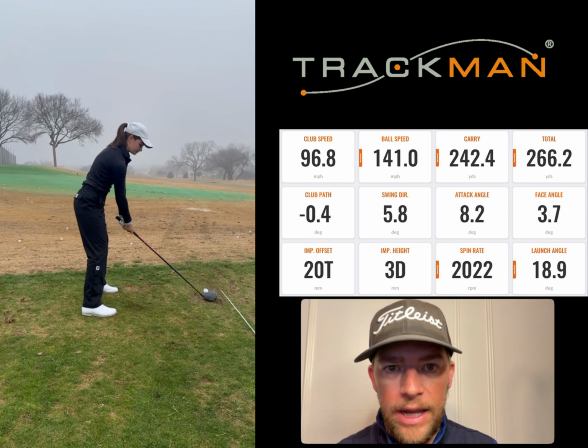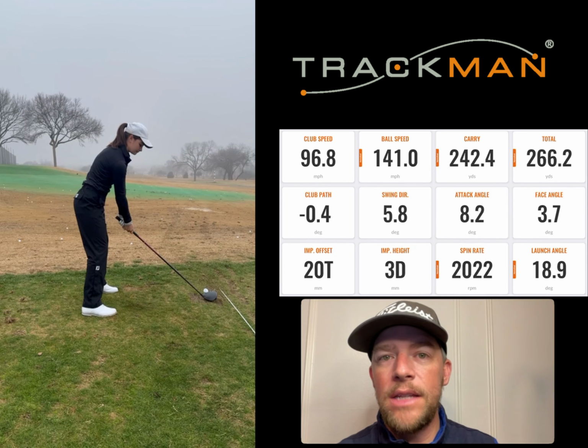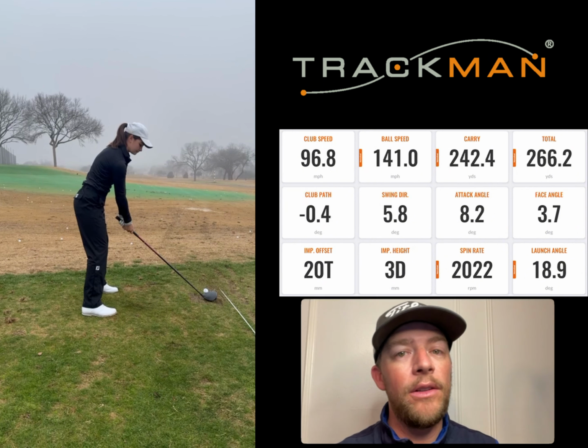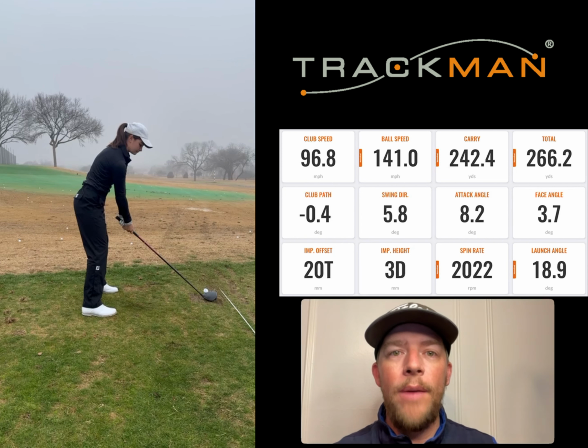So for this young lady, she's about to play Division I golf at Oklahoma State. Her swinging 97 miles an hour is totally fine. That's well above average for a college player. And then looking at her ball speed, in the low to mid 140s is where we would expect that. So I would say with those two numbers, whatever you're expecting, that's what I would be looking at.